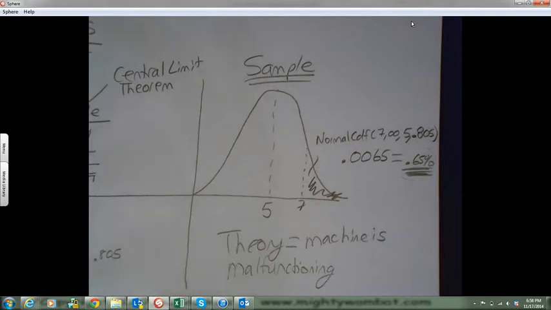Let me zoom out so you can get a picture of the whole thing. And with that, let's call it a video.